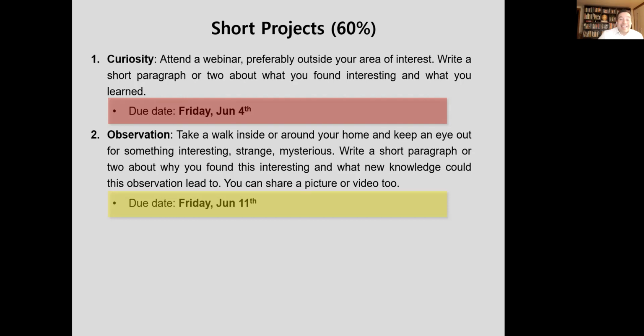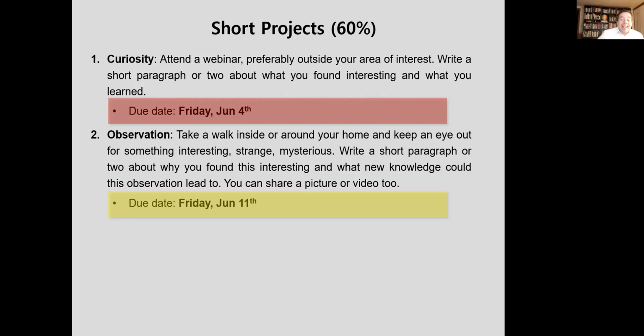So take a walk inside, outside your home or whatever office. Keep an eye out for something interesting, strange, and mysterious. And then write a short paragraph or two about why you found this interesting, what new knowledge this strange observation could lead to. You can also share a picture, a video. It could be a thing. It could be about people's behavior. It could be about the weather. It could be about objects in the world. It could be about nature. It could be about biology that you notice something interesting. Anything, just some sort of unusual observation.